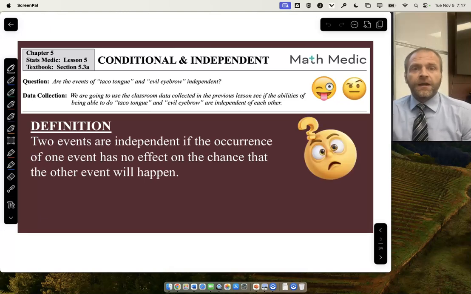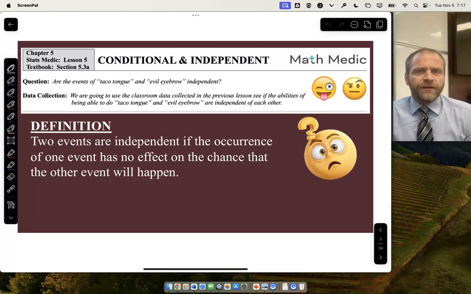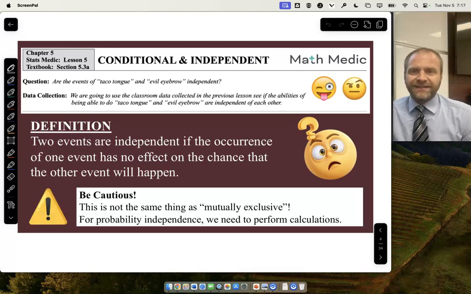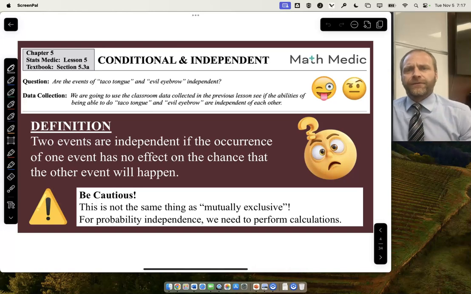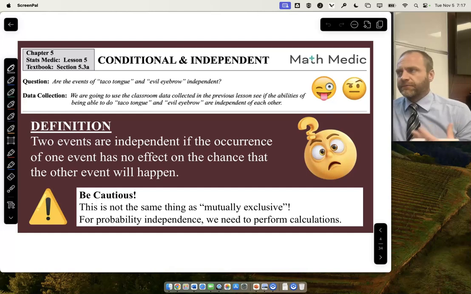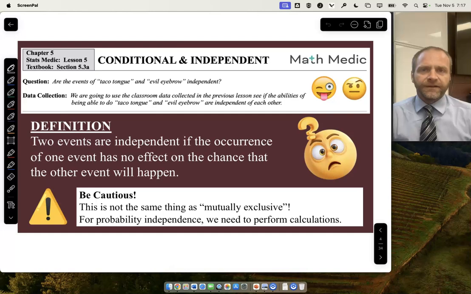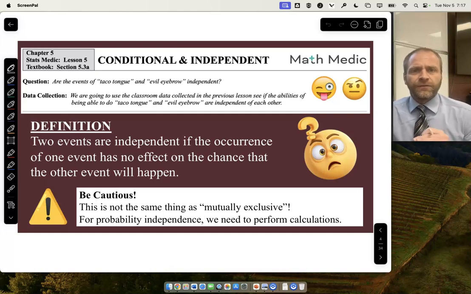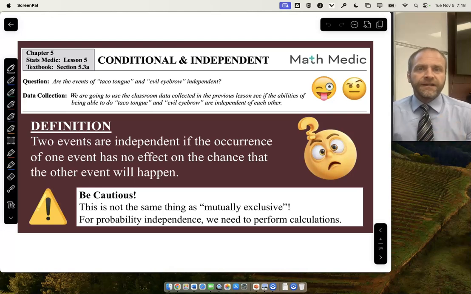And so, of course, what does that even mean? We're going to focus on trying to understand that, and the big focus is to be very careful to not confuse it with mutually exclusive. Our world definition of independence is not the same as the probability definition of independence. So we want to keep that in mind as we go forward. So to determine if two things are independent based off probability, we need to perform calculations. So let's just go right into the data from before.